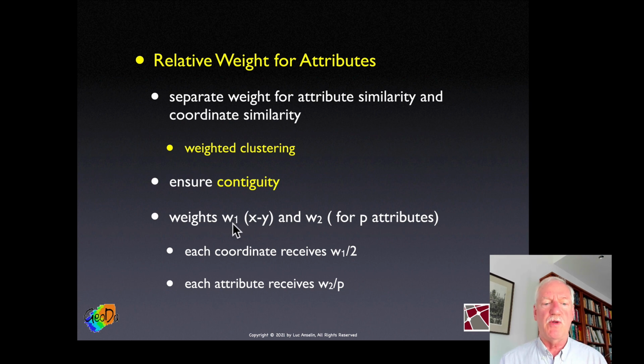Let's say we give the weight W1 to x and y, and the weight W2 to everything else. So, in a sense, what this boils down to is that x and y each get half of W1, and then each of the attributes gets W2 divided by p. And of course, these two weights, W1 and W2, add up to 1. So let's say W1 can be 0.4, then W2 is 0.6. We have x and y, so the 0.4 becomes 0.2 and 0.2 for x and y, and the 0.6 becomes 0.1 for each of these 6 attributes.